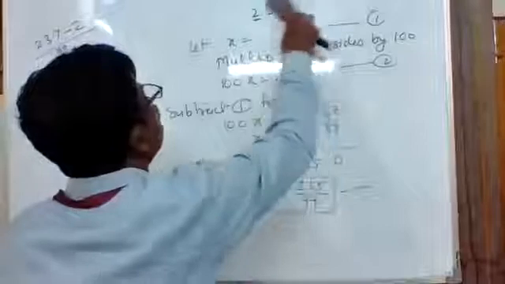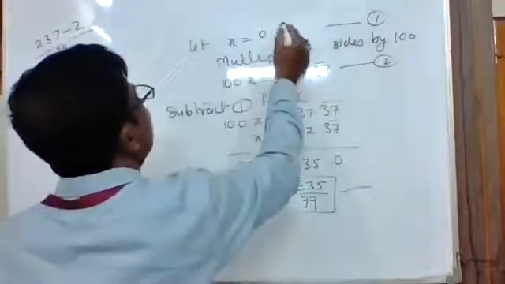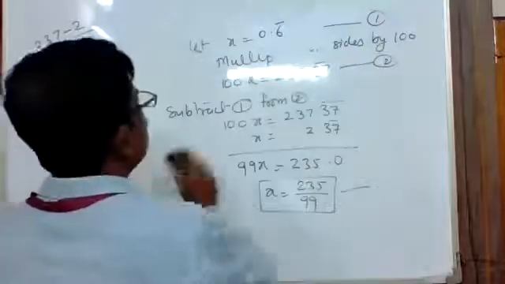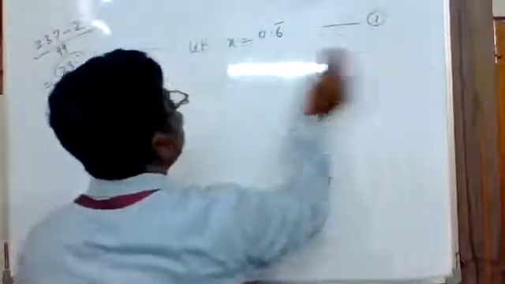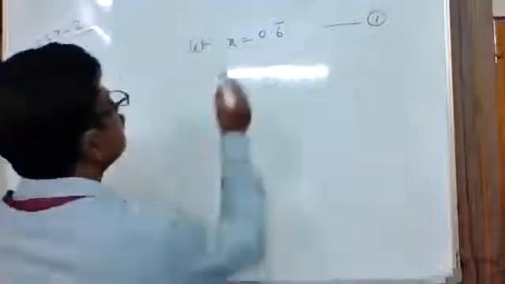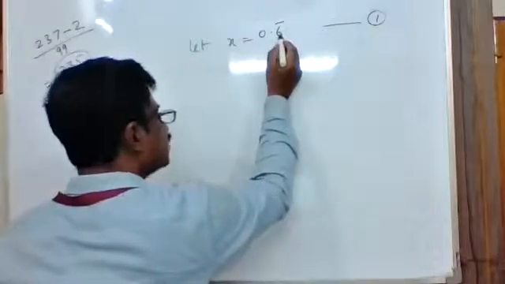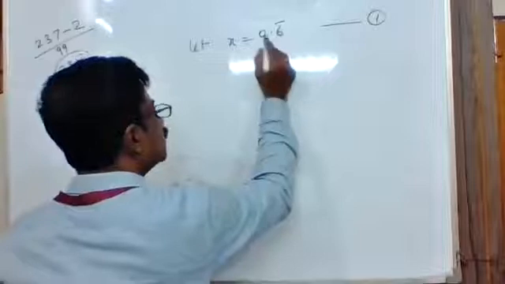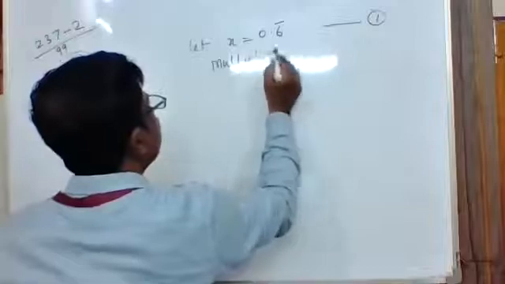The question is x equal to 0.6 bar. Question is x, we have considered. After decimal we got only one digit, which is having the bar. Therefore, the first step we skip because all the digits are having the bar. Therefore we multiply both sides by 10.